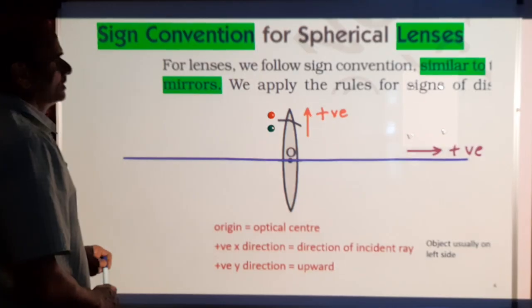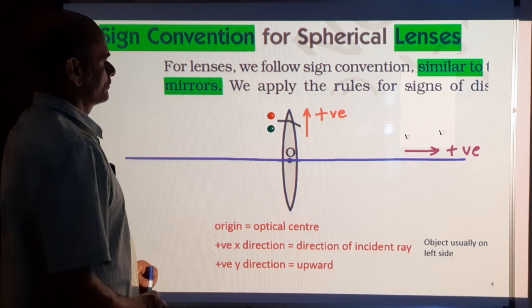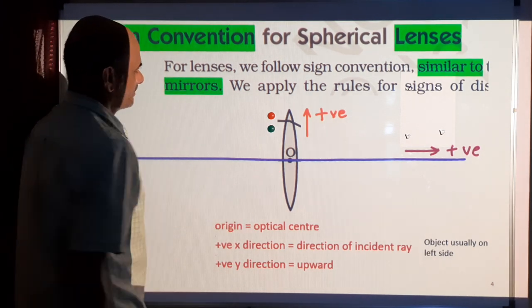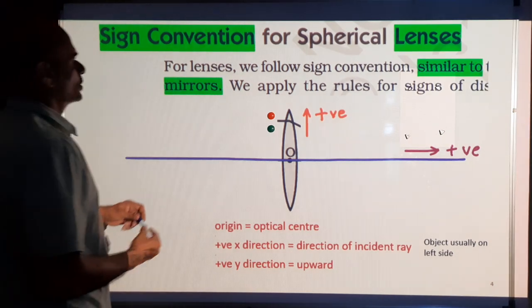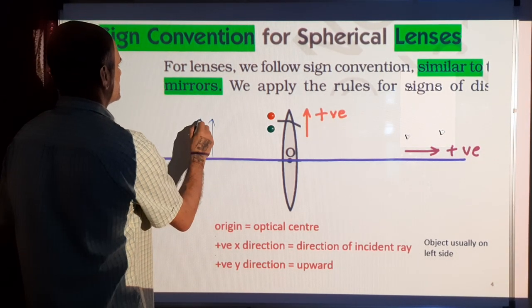Convex lens. The origin of the coordinate system is the optical center of the lens. Optical center is the middle point of the lens. This is the midpoint. Usually the object is kept on the left side. This is the object.